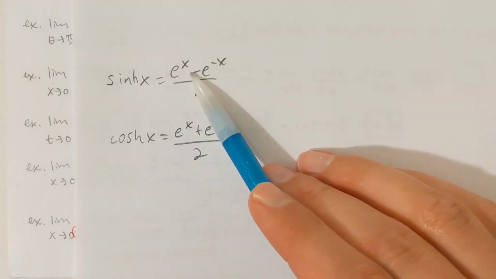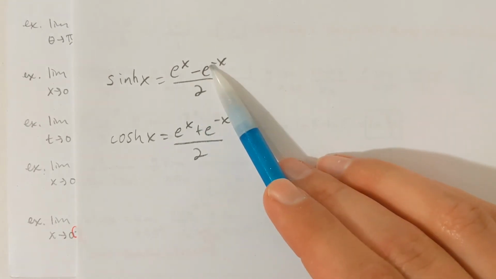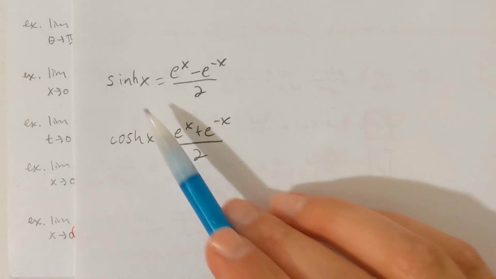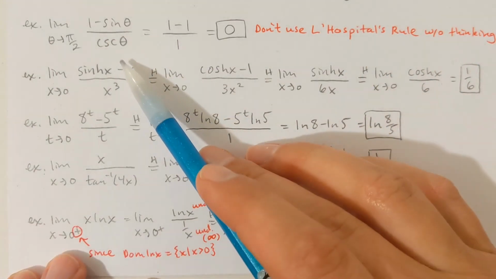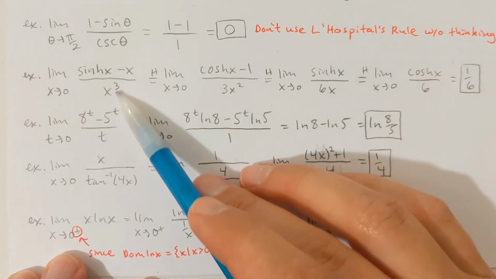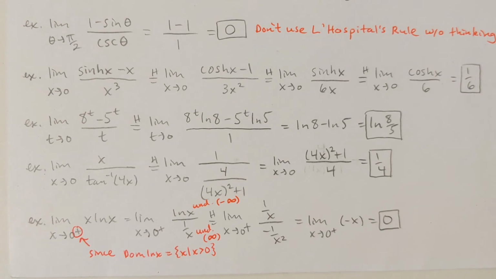So if I were to plug in 0, e to the 0 is 1. You're going to have 1 minus 1 is 0, divided by 2 is 0. Hyperbolic sine of 0 is 0. So we are going to get 0 in the numerator. We are in indeterminate form with this, so we'd want to begin by using L'Hopital's rule.